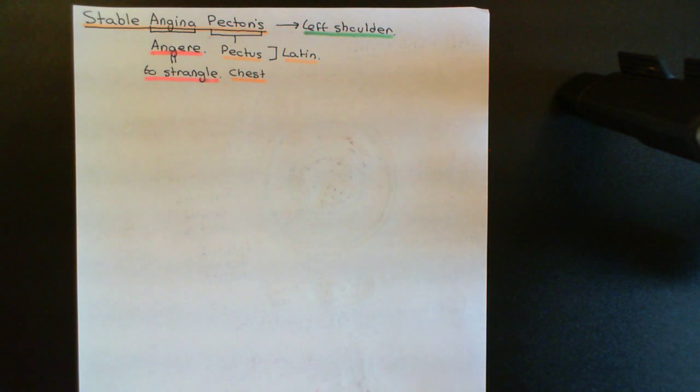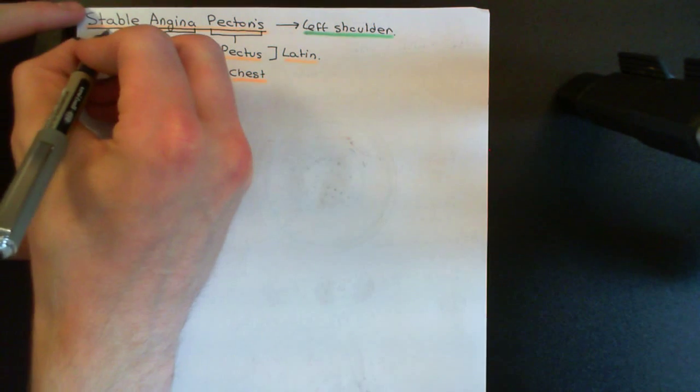In contrast, in unstable angina pectoris, which is going to be an acute coronary syndrome, you're going to have the crushing, strangling chest pain when you are sat down and at rest. Okay, so that's the difference between stable angina pectoris and unstable angina pectoris. Stable angina pectoris is just crushing chest pain when you exert yourself. So when you try and exercise, you're going to get this crushing chest pain.